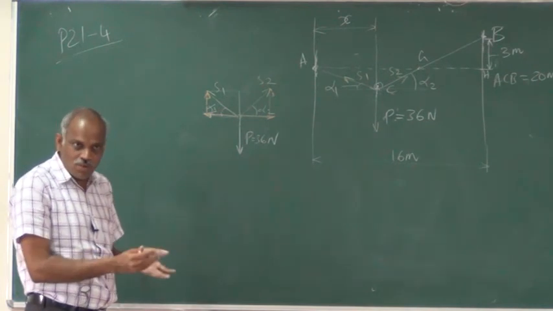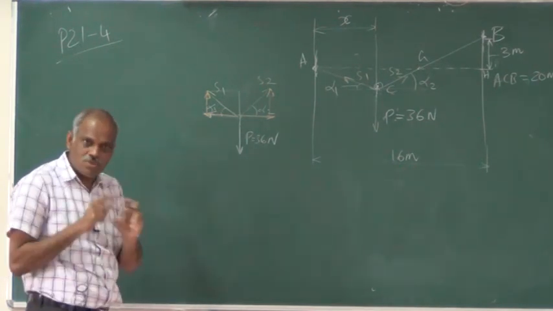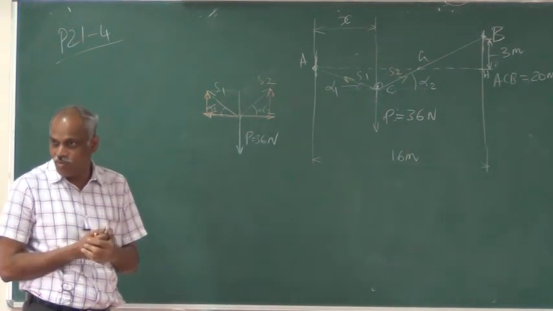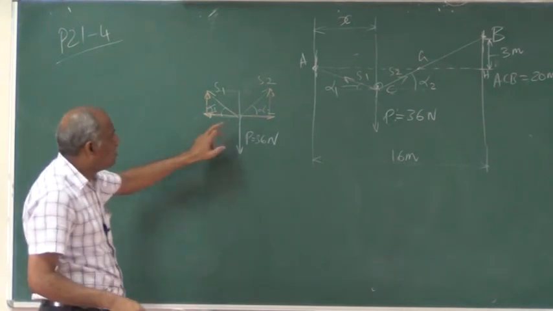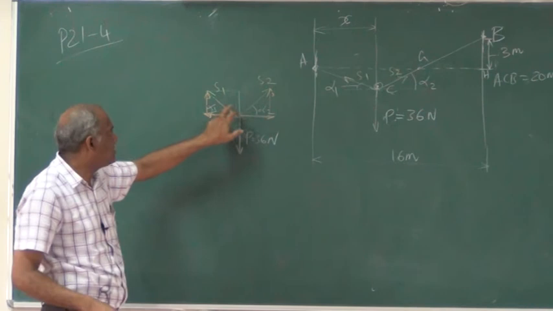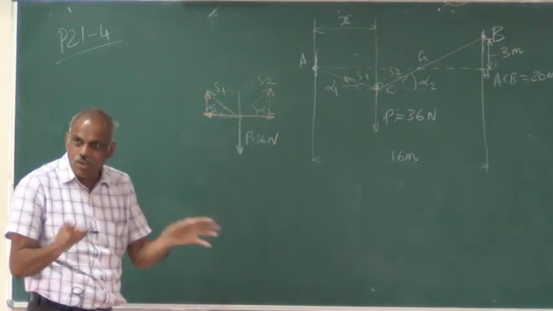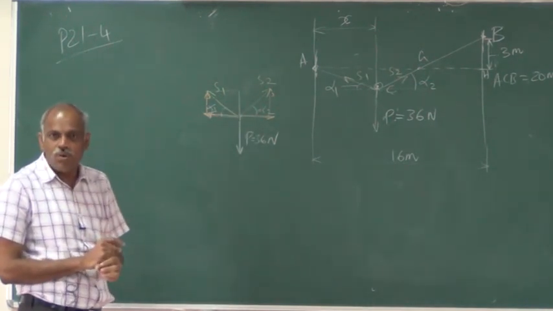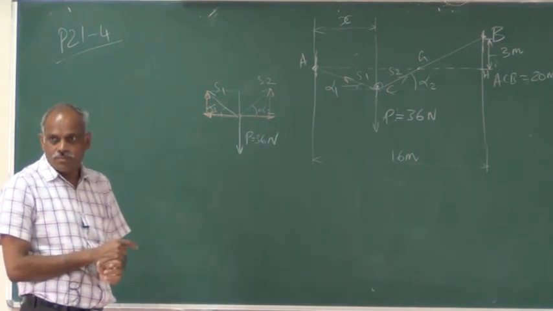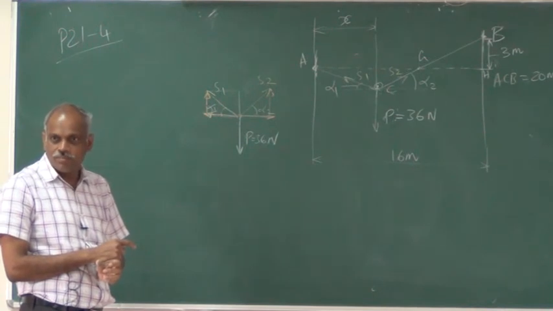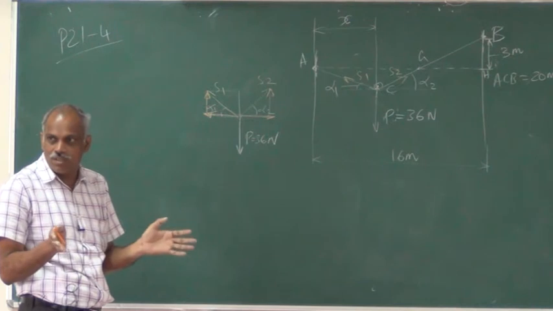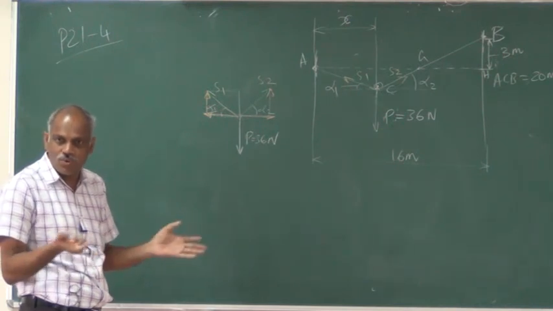If this system is to be in equilibrium, the horizontal components by themselves should be in equilibrium. Otherwise, the system cannot be in equilibrium. So from here we can appreciate that the horizontal components of S1 and S2 must be in equilibrium. Therefore, their magnitudes must be the same, and they must be equal, opposite and collinear.